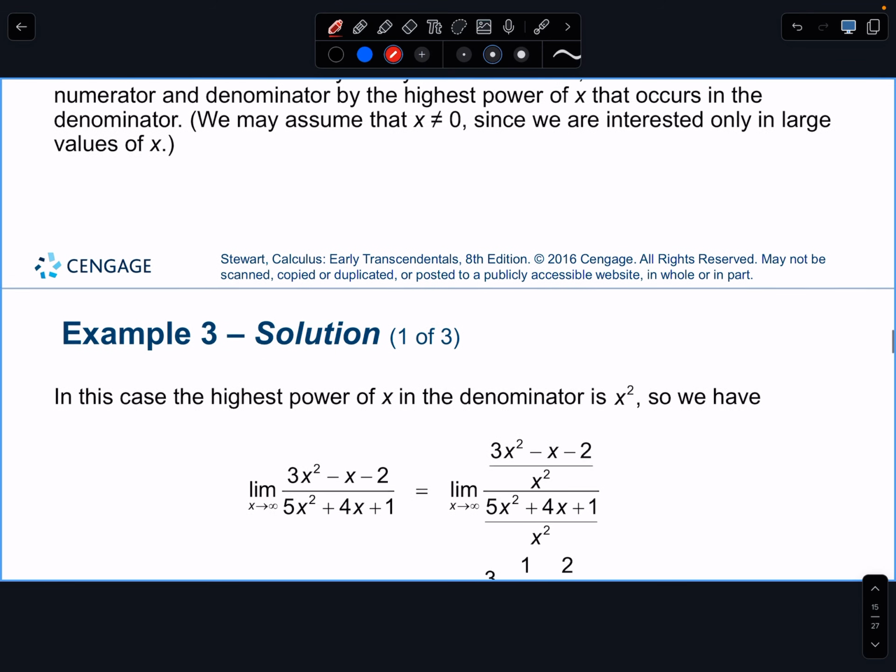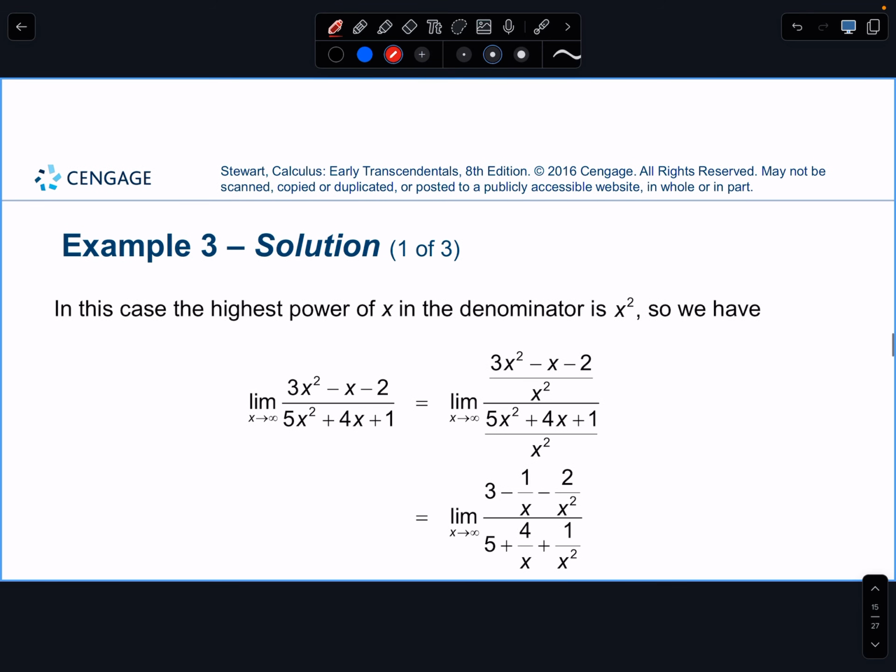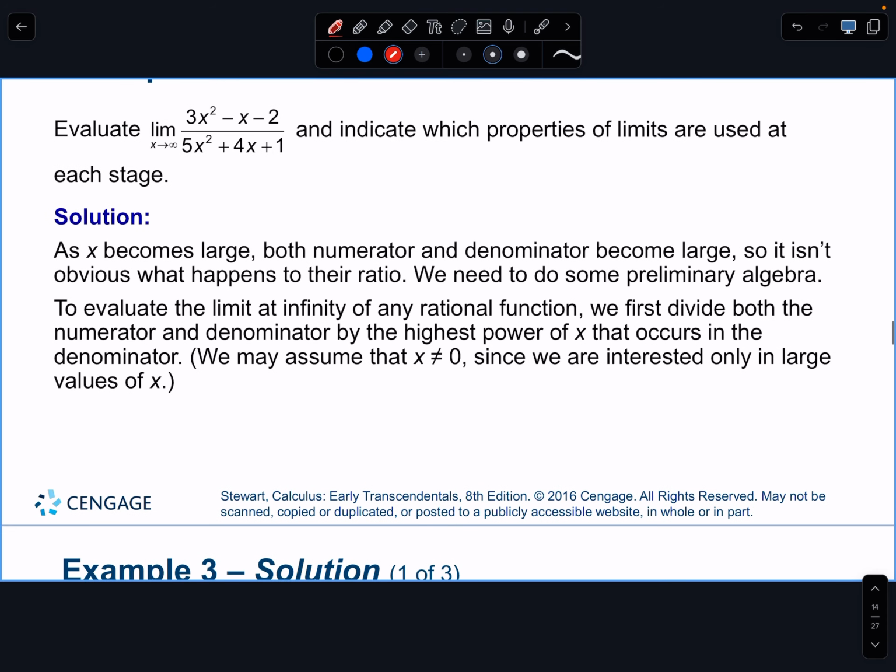But, okay, so what we're saying here is, let me just go back. It says we first divide both the numerator and denominator by the highest power of x that occurs in the denominator. So we look at the denominator, say what's the highest power, and we divide every term, top and bottom, by that highest power. So in this case, x squared.